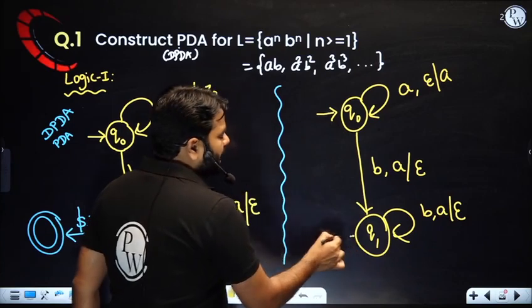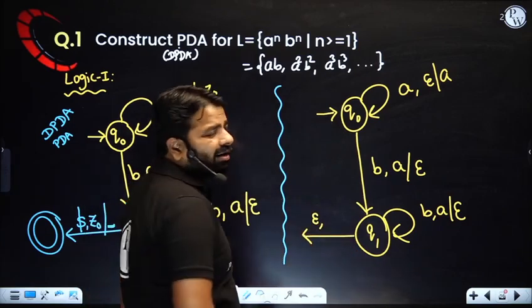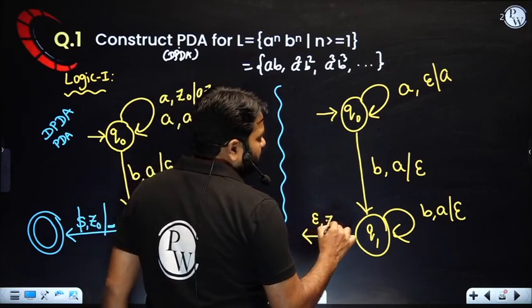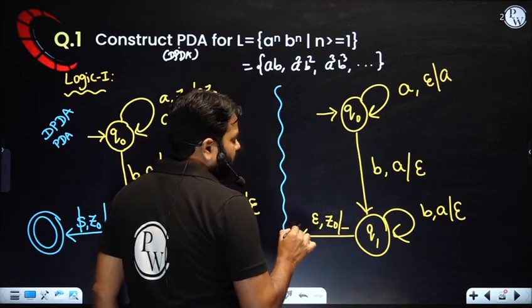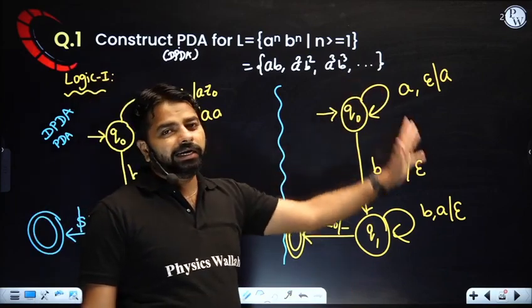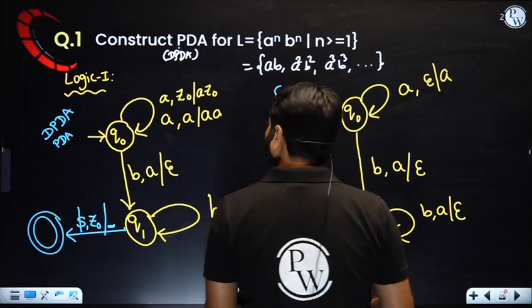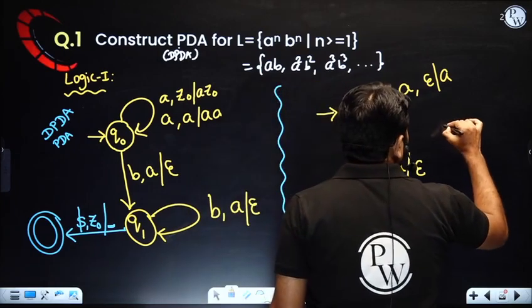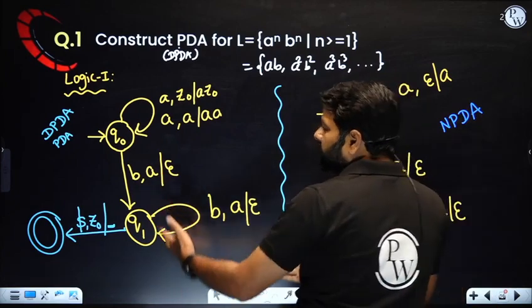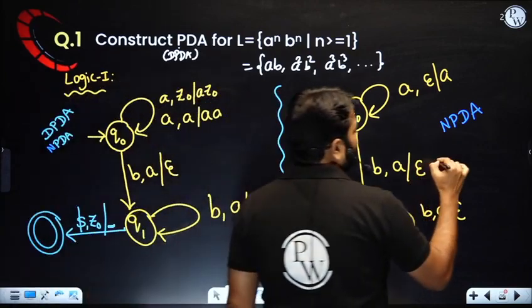And when the end of the input comes, I may take epsilon or dollar. Dollar I don't need for non-deterministic machines. It's okay, epsilon. And when the Z0 comes, do whatever and go to final. Now, definitely this is not a deterministic PDA. It's definitely not a deterministic PDA. At any cost, you can say it is an NPDA. Of course, this is also an NPDA, you may say so if you want.